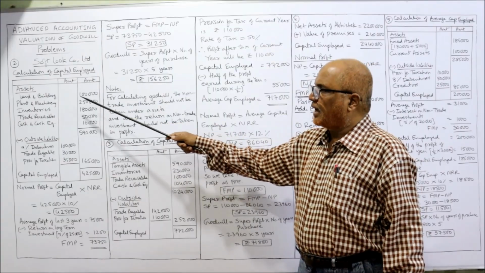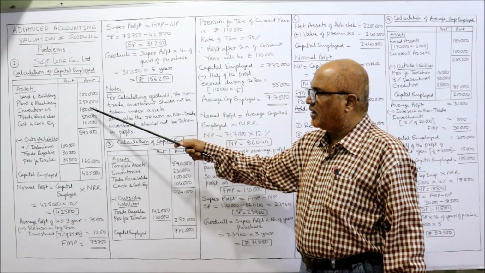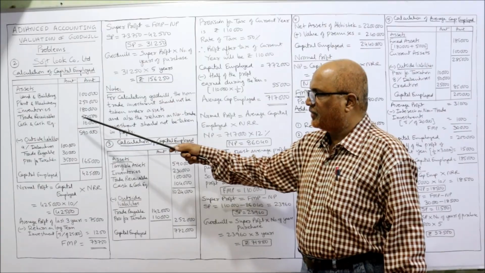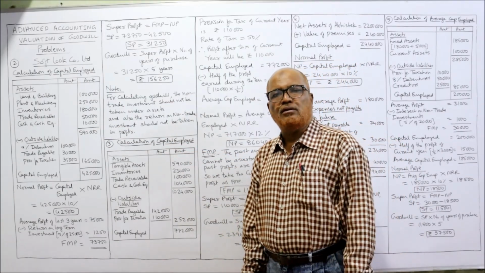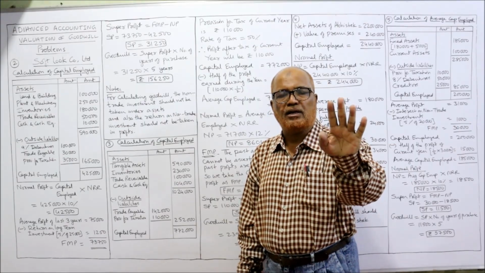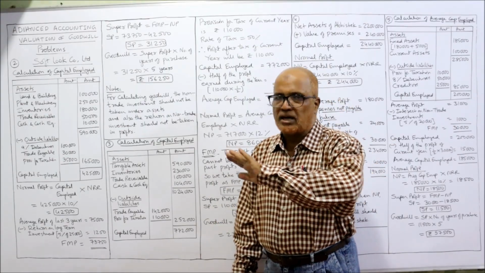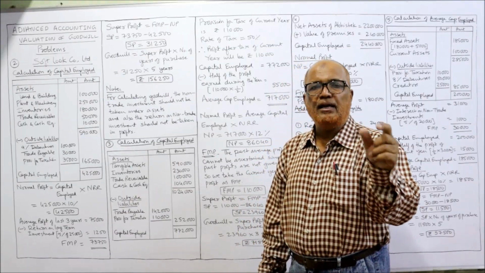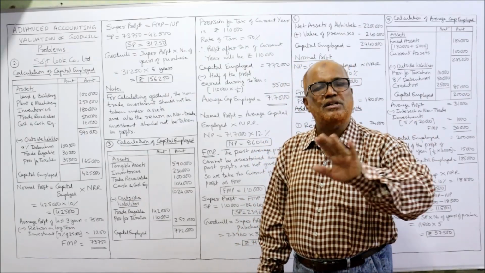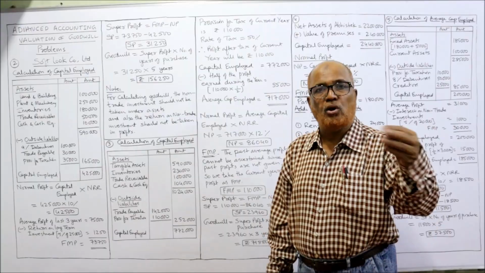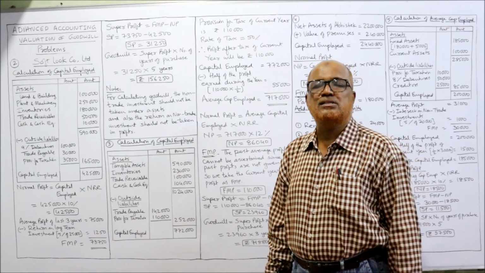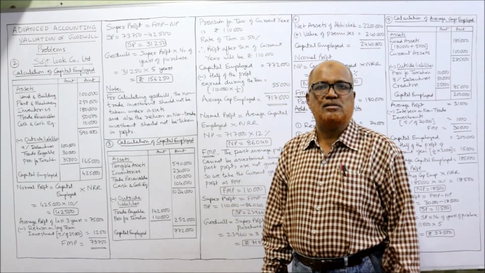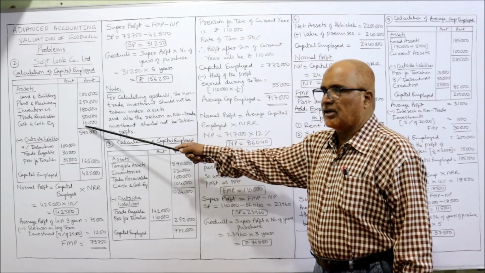Land and building 1 lakh, plant and machinery 2,50,000, inventory 1,80,000, trade receivable 50,000, cash and cash equivalent 10,000. Whatever is given in the balance sheet I have taken, except 3 assets. Goodwill is given in the balance sheet, I have not taken. Non-trade investments, long-term investments, I have not considered because that is non-trade. Third, fictitious assets, imaginary assets, preliminary expenses, don't consider. Remaining all assets I have taken.